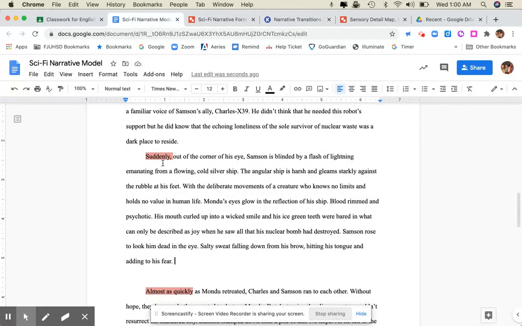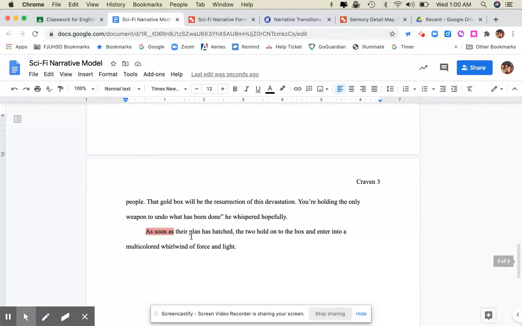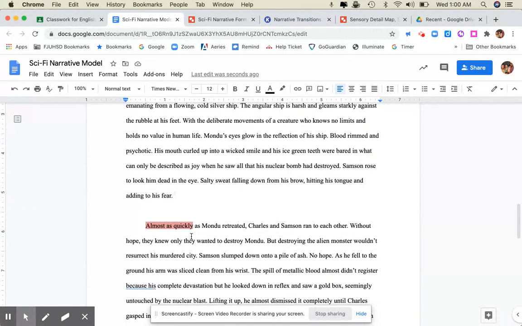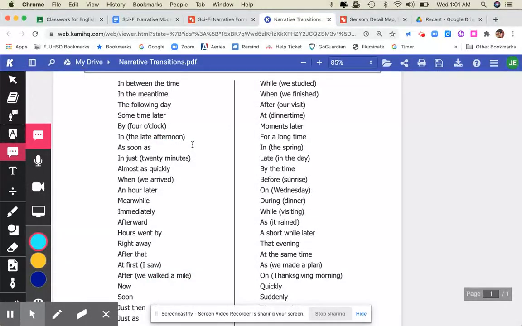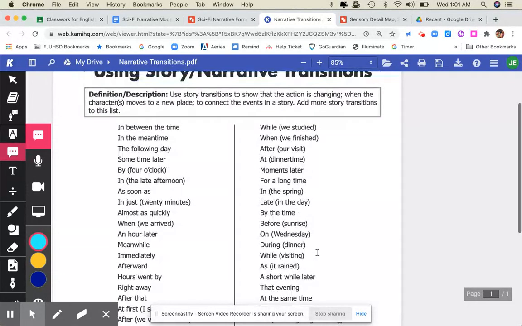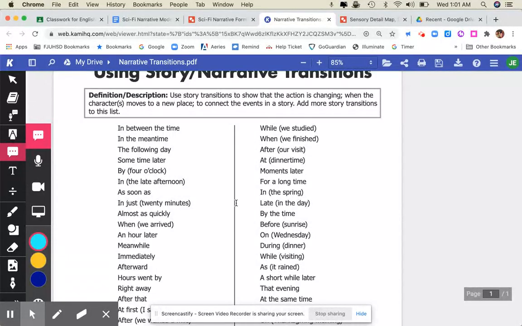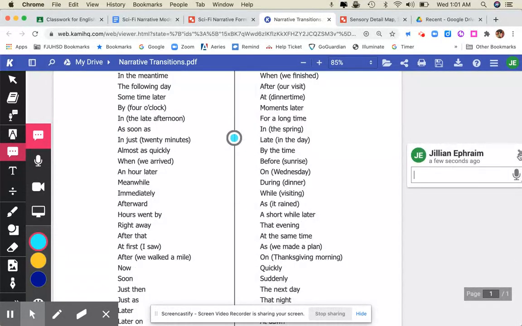The ones I've chosen are "suddenly," "almost as quickly," and "as soon as." Those are quick transitions to show the action moving quickly, with things building and getting exciting. Other transitions that could be helpful are "in just five minutes," "an hour later," "immediately," "before the sunrise," "after we visited our grandma," and "at the same time someone said something or they did something." Utilize these phrases and words to help you start the beginnings of your paragraphs.